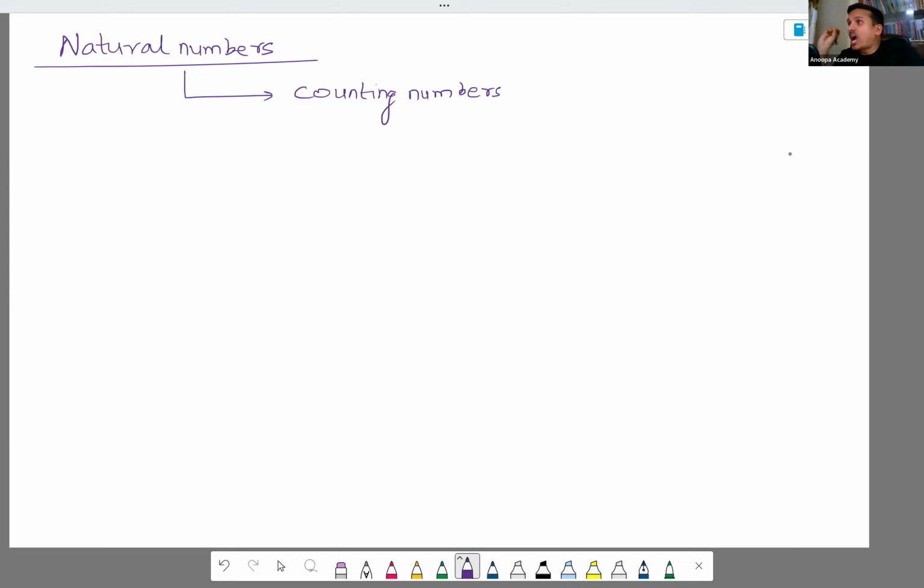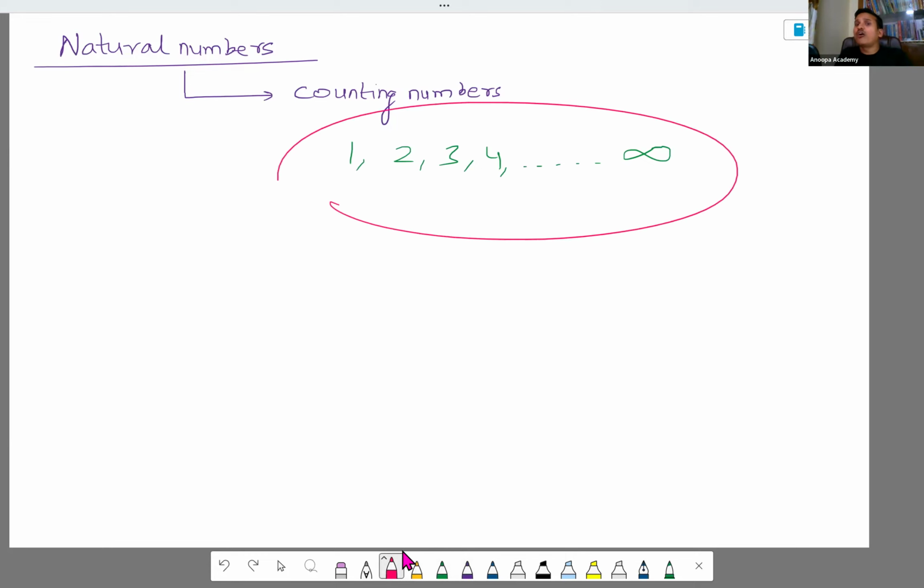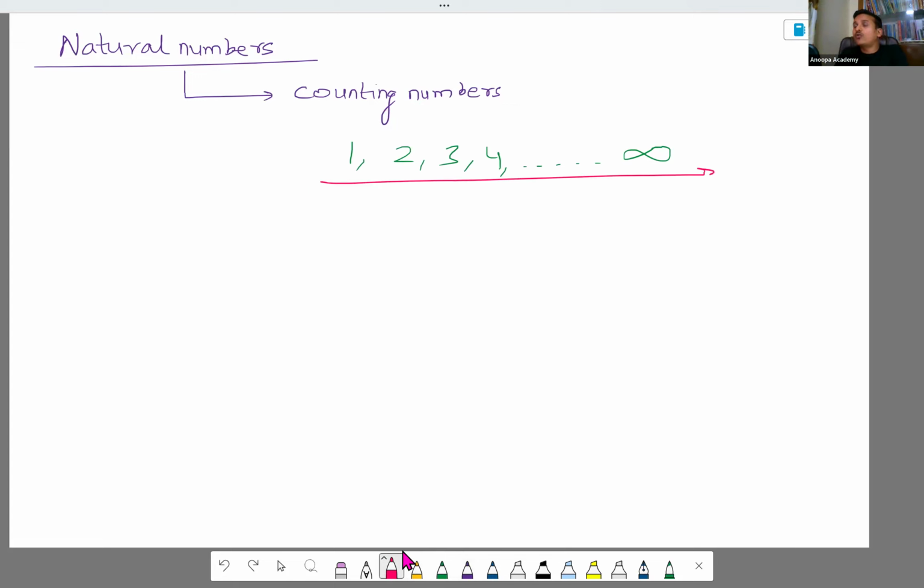Natural numbers are nothing but counting numbers like 1, 2, 3, 4, 5, and so on up to infinity. What is infinity? Infinity is a very large number. Now, the collection of the numbers starting from 1 and going up to infinity, we represent by this symbol.